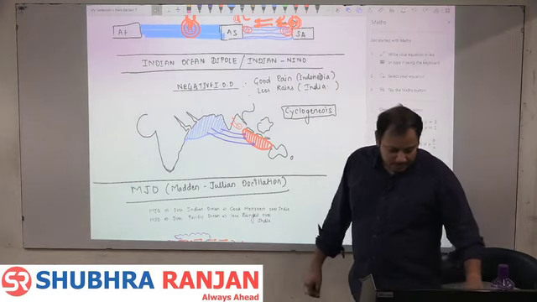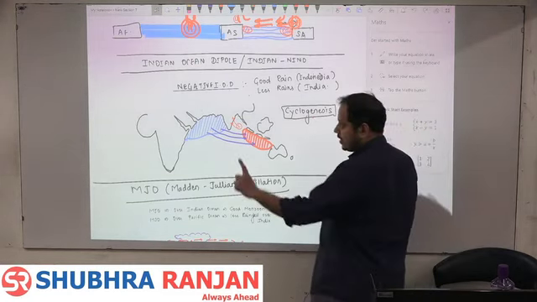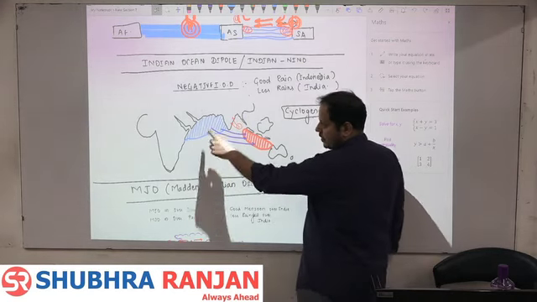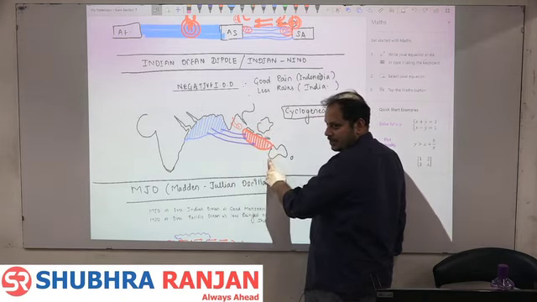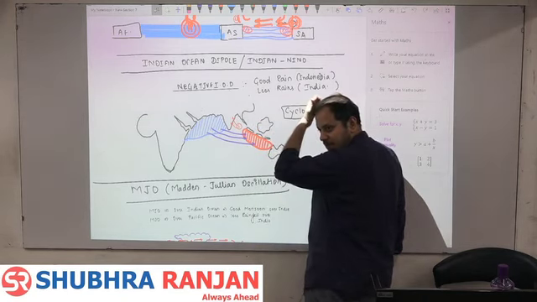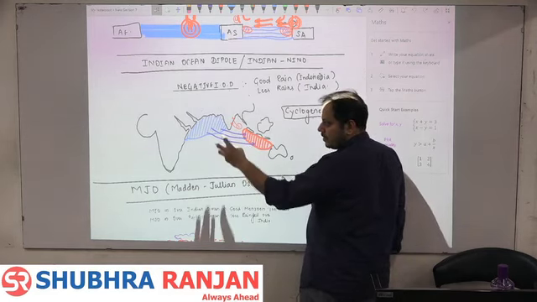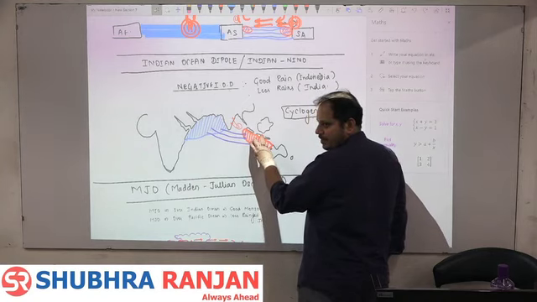When there is a concept of negative Indian Ocean dipole, that is, what is negative Indian Ocean dipole? Dipole means two poles of Indian Ocean. One is the Arabian Sea, one is the pole of around Indonesia, Australia region. Recently, we have understood that during the negative phase of Indian Ocean dipole, Arabian Sea becomes colder. The Indian Ocean becomes warmer.